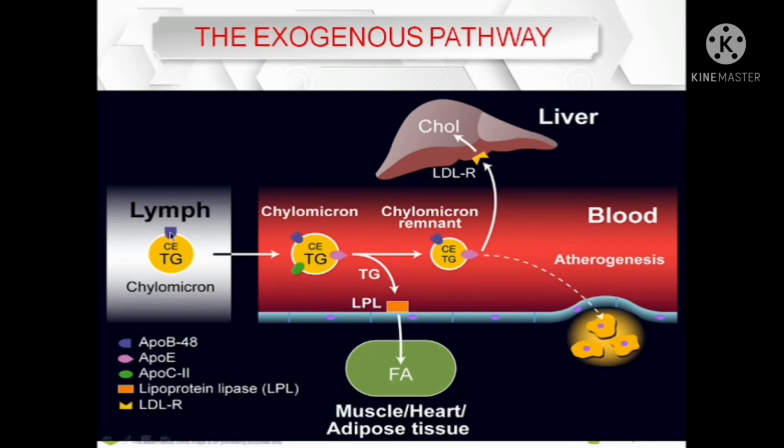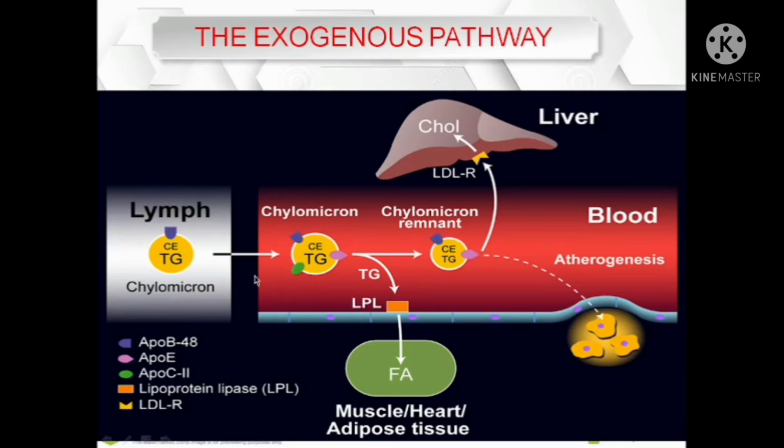So always remember that when we are talking about the exogenous pathway, the main lipoprotein here is chylomicron. And don't forget that in my first lecture, I said that chylomicron is the main carrier of what? Dietary triglyceride. So the main purpose of the exogenous pathway is to transport dietary triglyceride to tissues that store cholesterol and to adipocytes. And so what happens here?